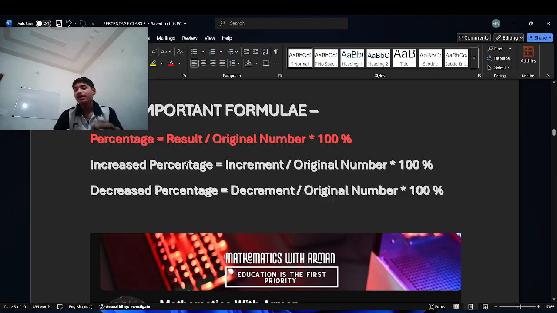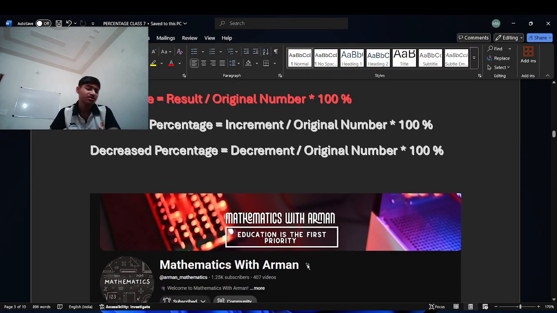Percentage is defined by resultant number upon original number times 100%. And if I ask the definition of increased number, not increased percentage, how will you say it? The increment in the original number will be the increased number, and when we multiply by 100 it is the increased percentage. Similarly, the decrement in the original number will be the decreased number, and when we multiply by 100 it becomes the decreased percentage. So this is the most important concept in this.